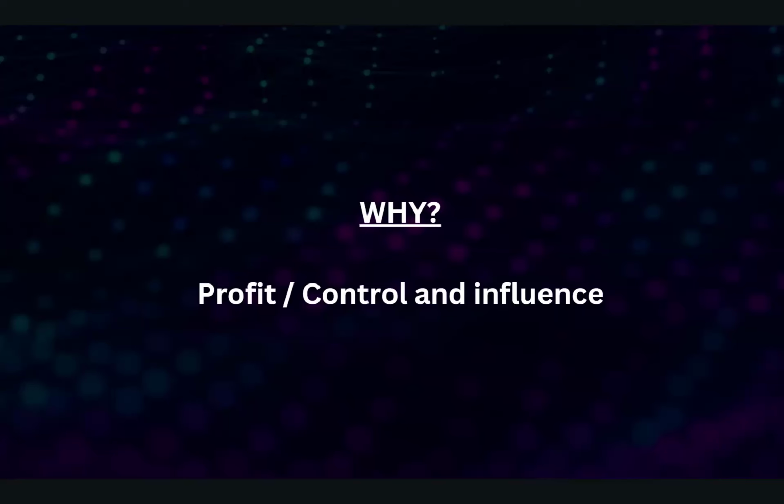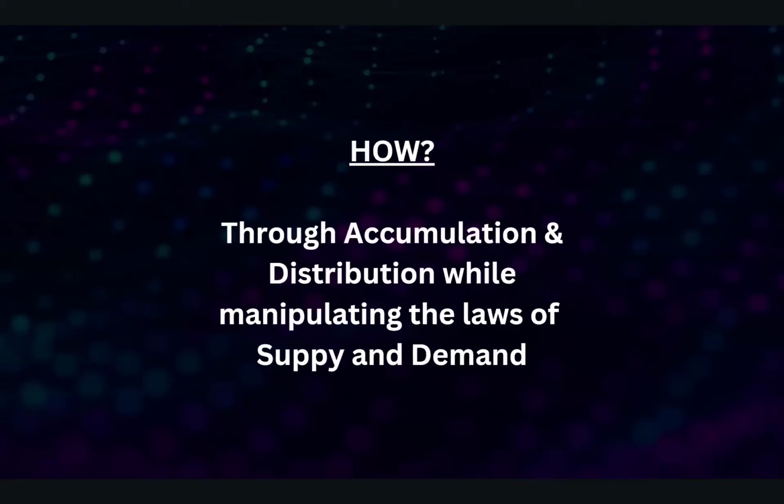So why is also a very good question. And then we've got the how. How does this happen? This happens through accumulation and distribution while manipulating the laws of supply and demand. Since these market makers, banks, hedge funds, institutions are the ones who move the price, who move the financial markets, they can dictate how they want things to go. Essentially, they're the ones in control, in command of what is happening. They have the ability to manipulate the price of the market, to manipulate the assets, and do whatever they want with it.